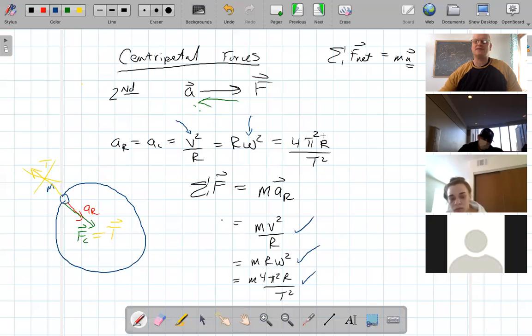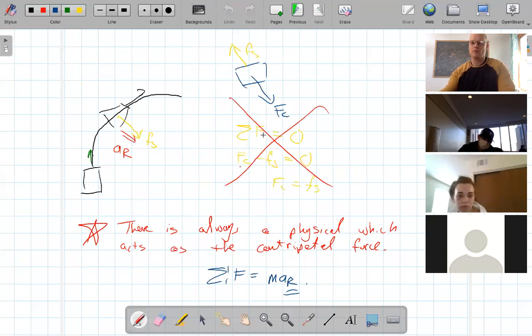Angular velocity, we would use the second. Period, then we would use the third one. So other than that, everything stays exactly the same. We still have to do all of our sum of our forces. We still have to do all that stuff. We just replace the acceleration with the centripetal acceleration.